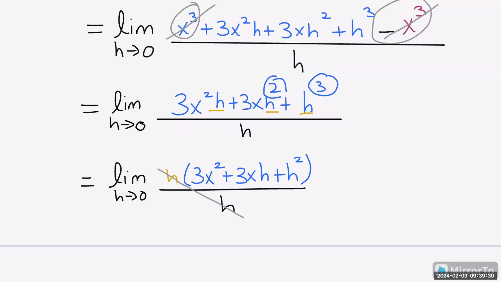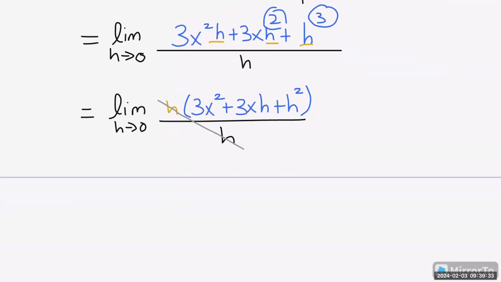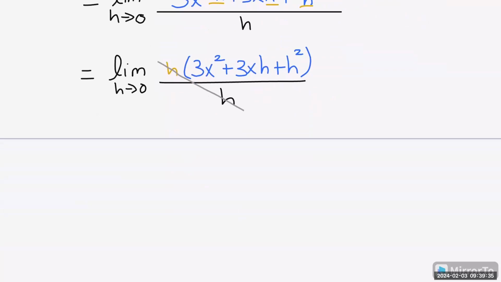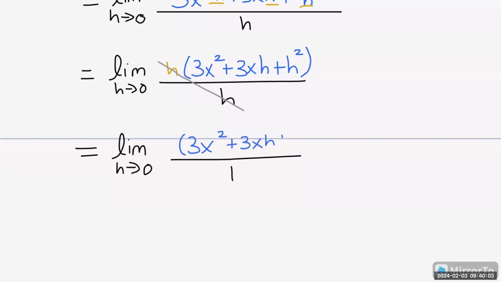Now notice the h in the numerator and the denominator, I can cancel those out because any number divided by itself is just 1, and 1 times anything does not affect the value of a number. So I cancel those out, and I end up with the limit as h approaches 0 of, and all I have left in my denominator, since the h got canceled out, is a 1, really. And in my numerator, I have 3x squared plus 3xh plus h squared.